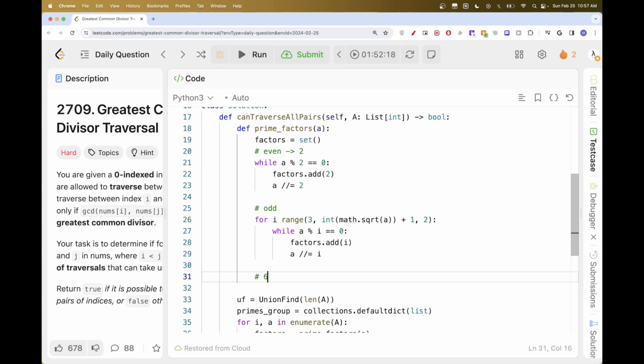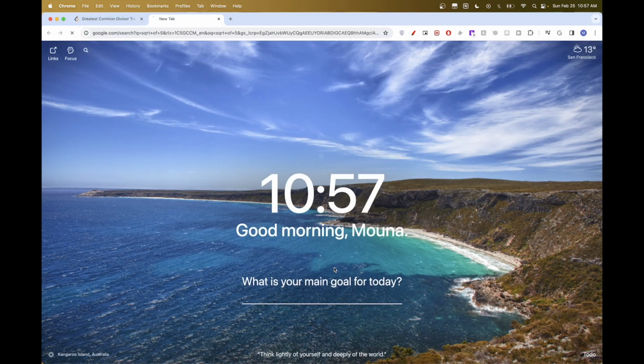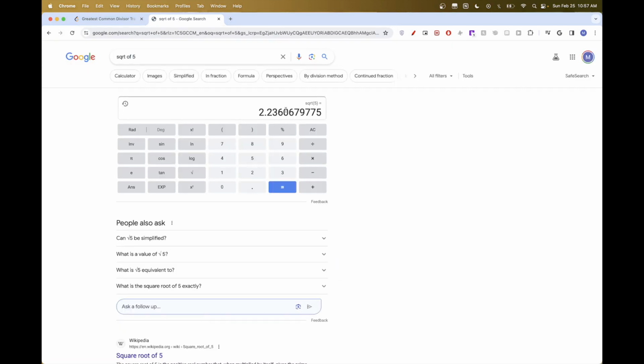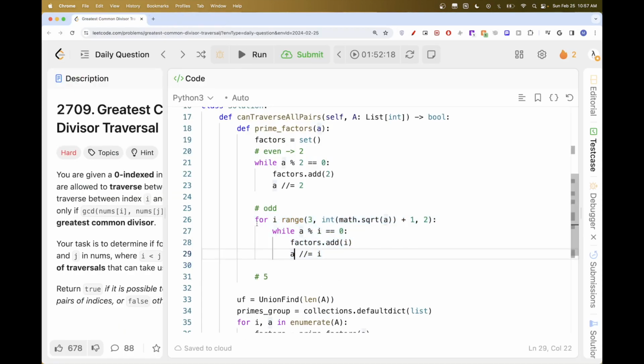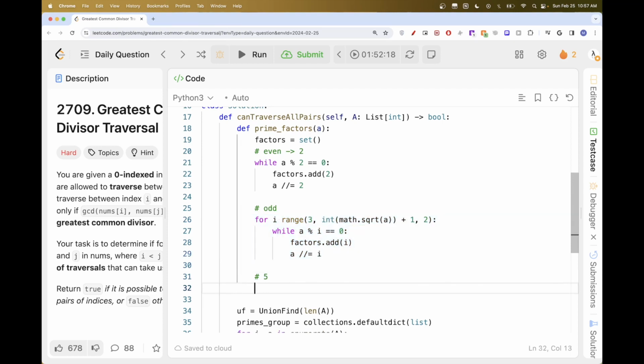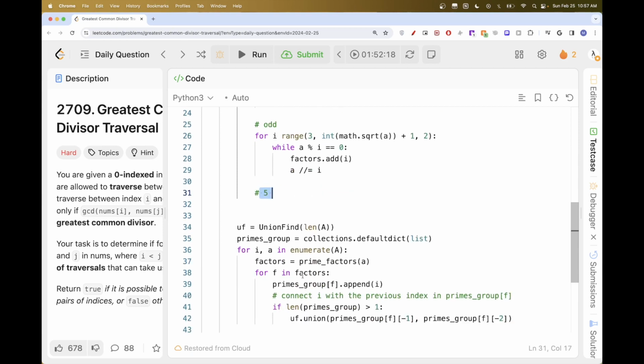So, for example, for 5 or 11. For 5, it's not divisible by 2, so we'll go through this. It's not divisible by 3 either. And we stop because the square root of 5 is 2.2, so we don't even get to 3. And so we will exit this without doing anything. We still have a 5, but we still need to say that 5 is a prime factor of 5.